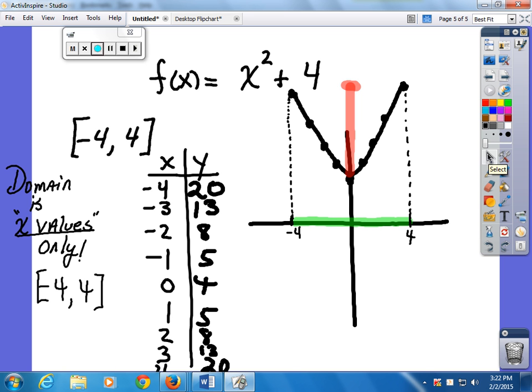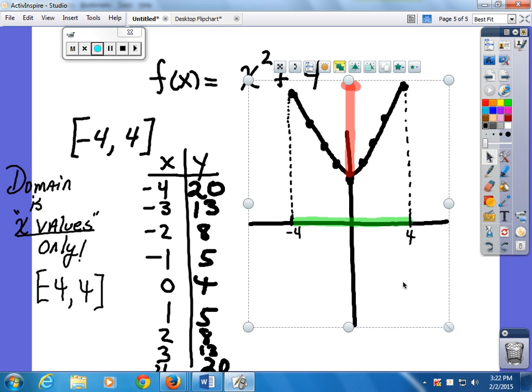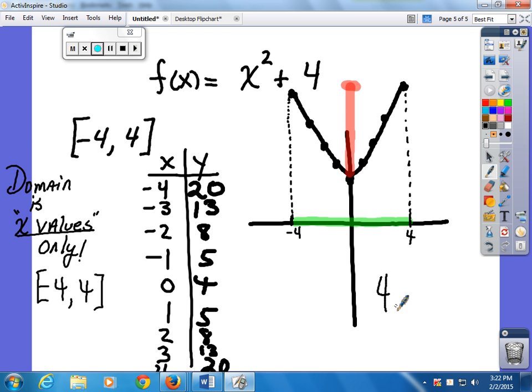What is your range? Well, it starts at 4. Look down, up, 4 to what? To 20. And that's your range. Your range can only be in terms of what?